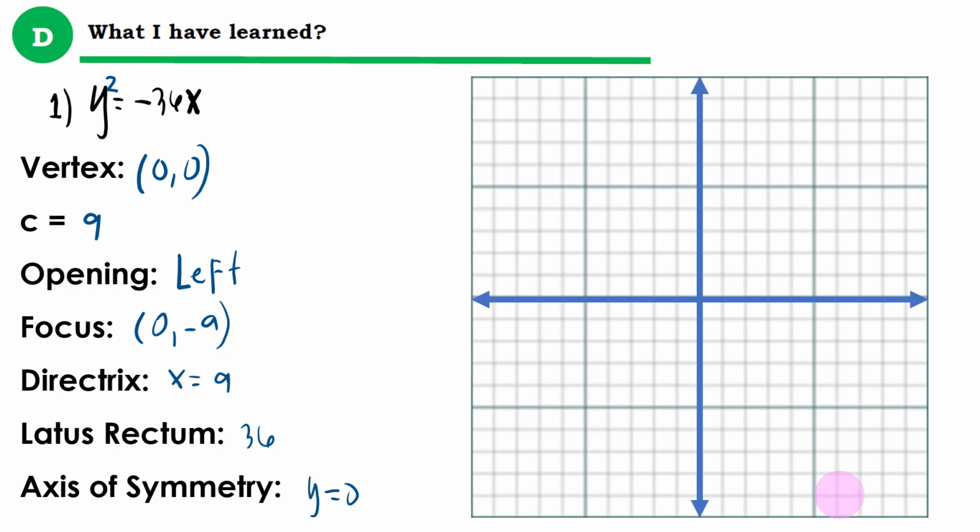The opening is open to the left. Focus: (0, negative 9). Directrix at x equals 9. Latus rectum is 36 units. And the axis of symmetry is y equals 0. So, let's try to graph it.